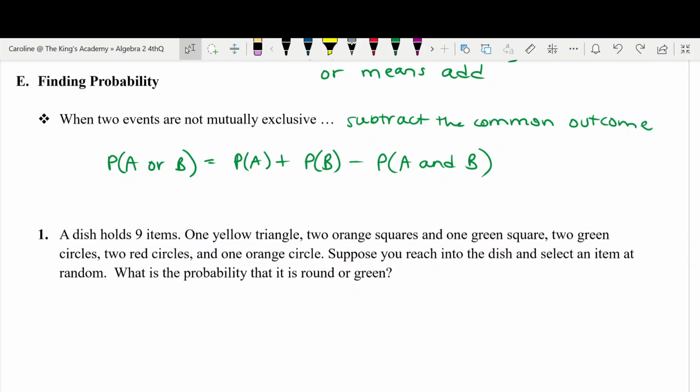Perfect. Okay, so a dish holds 9 items. 1 yellow triangle, 2 orange squares, 1 green square, 2 green circles, 2 red circles, 1 orange circle. Can you picture this? It's like toys, a dish with little blocks. Suppose you reach into the dish, you're not looking. You select an item at random. What's the probability that it is round or green? Sahil, what do you think?